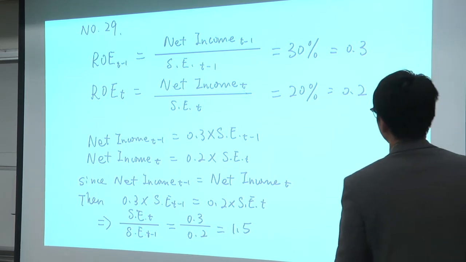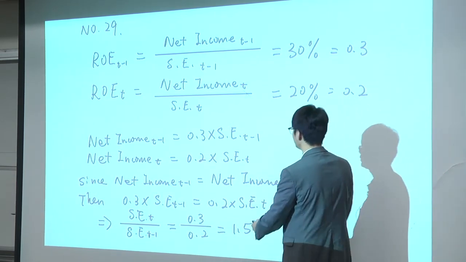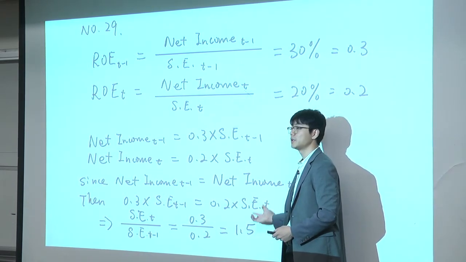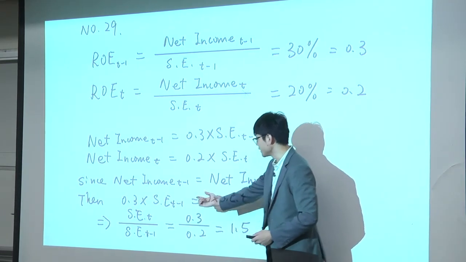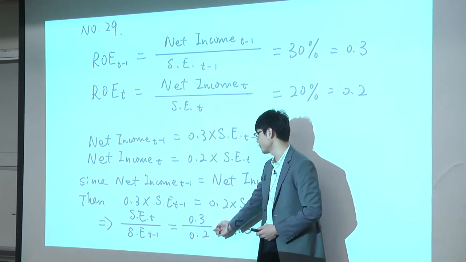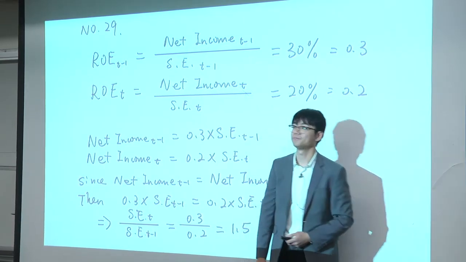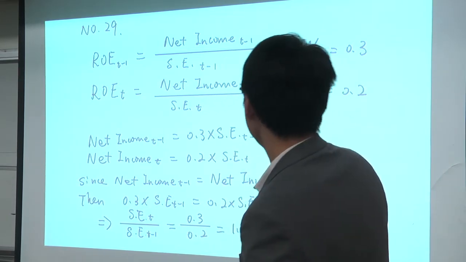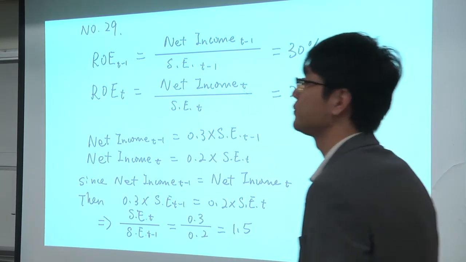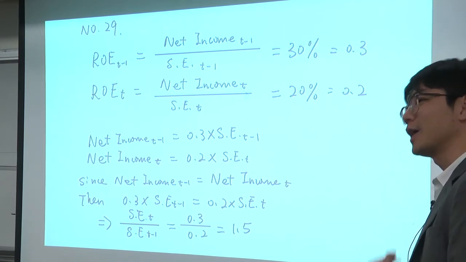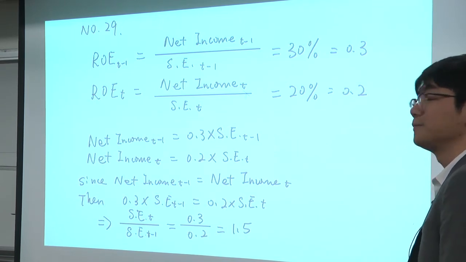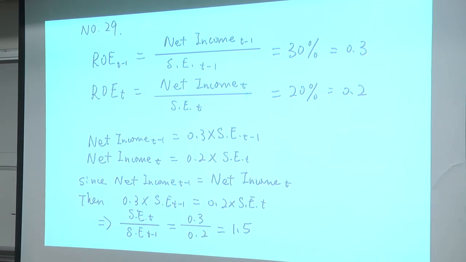So we have 0.3 times last year's shareholders' equity equals 0.2 times this year's shareholders' equity. Rearrange a bit. We have shareholders' equity this year divided by shareholders' equity last year is 0.3 divided by 0.2, or 1.5. If you don't trust my math, trust your calculator. So what does the 1.5 say? You can't do math, but we're learning finance. There's an interpretation of the 1.5. It says this year's shareholders' equity is 1.5 times last year's.